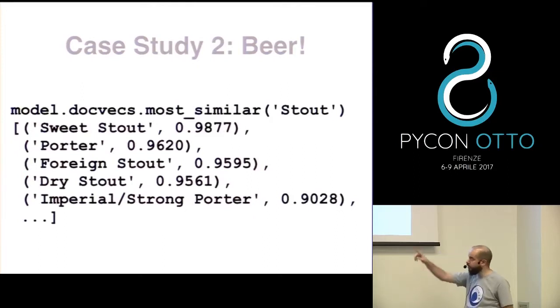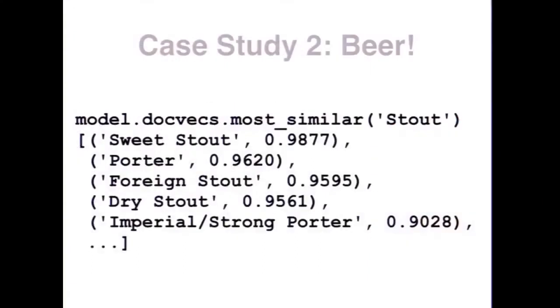Okay, so with model.docvecs, we want to check out how the styles are considered similar. Stout is a style of black beer. And the similar styles are all kind of black beers here: sweet stout, dry stout, porter. That's kind of what it is. So people describe different beers using words that are similar. And if you carry on with this list, you end up with other styles that are less similar, but they're still black. So there's a notion of color being captured.